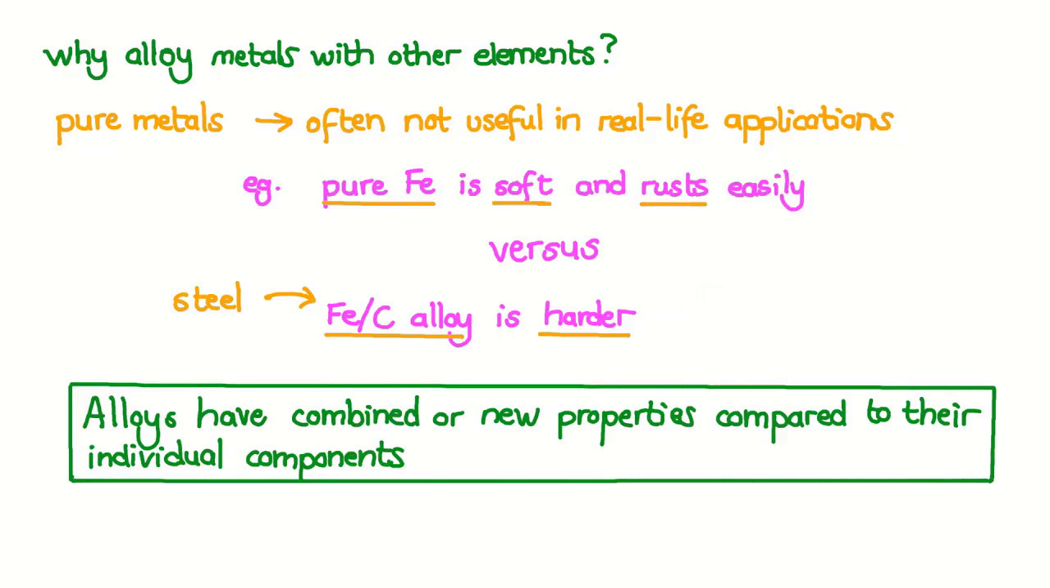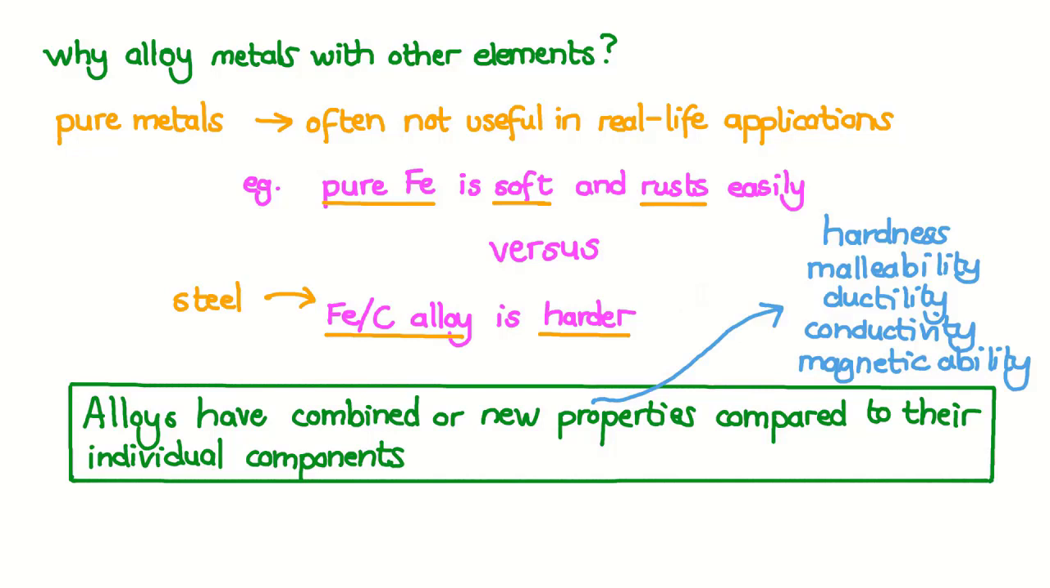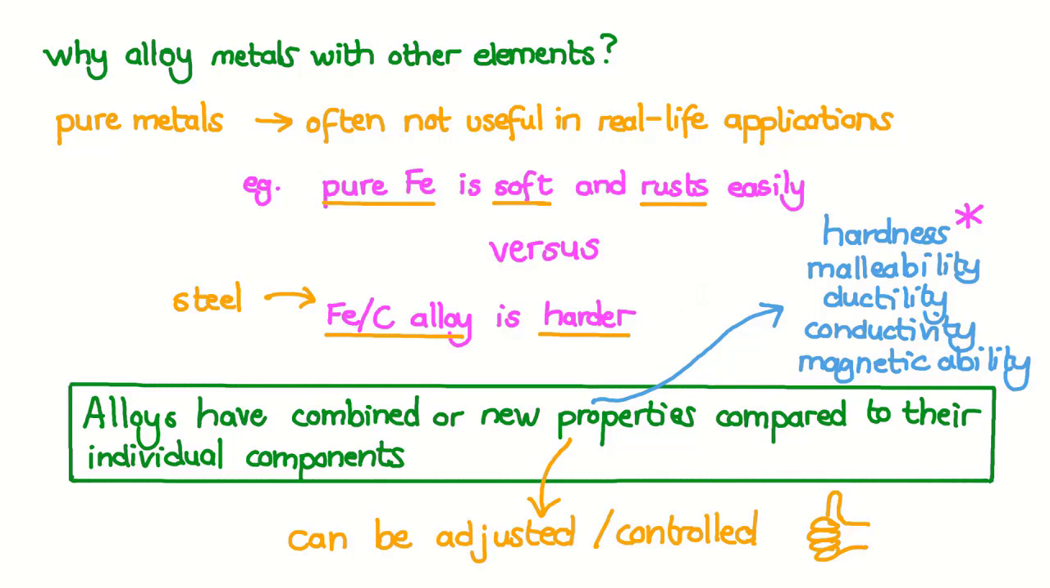Alloying changes the properties of a metal. We could say that alloys have combined or new properties compared to that of their individual components. The changes in properties that result from alloying include changes in hardness, strength or toughness, changes in malleability, ductility, electrical and thermal conductivity, as well as magnetic properties. Alloys are usually much harder and stronger than the pure metal. Alloying is very useful because these new properties can be purposefully adjusted or controlled to produce a material that is just right for a certain application. In other words, we can tailor-make the properties of materials.